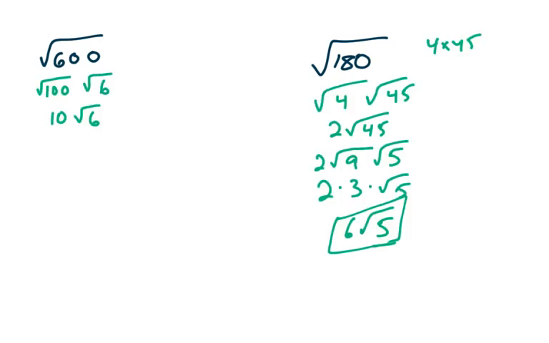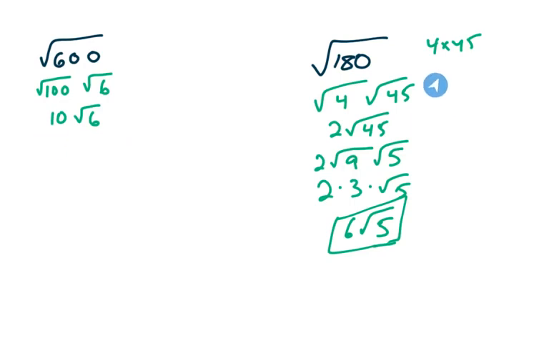And here you go. So the way I did square root of 600 is I recognize that's 100 times 6. 100 is a perfect square. So square root of 100 is 10 times the square root of 6. Square root of 6 does not have any perfect square factors, so you're done.